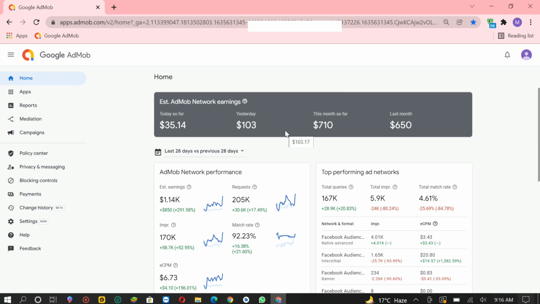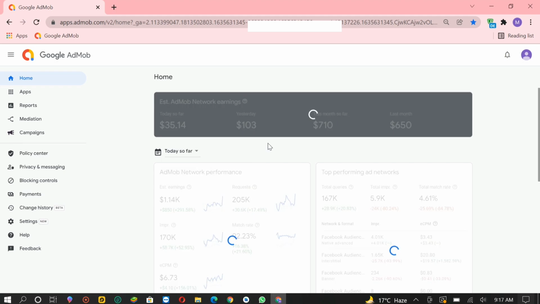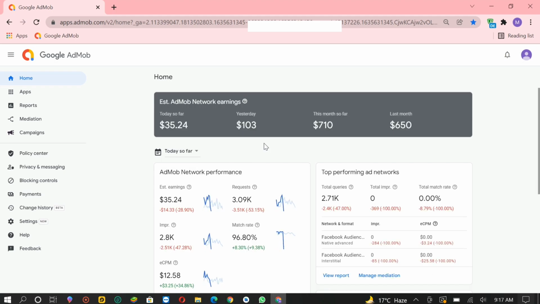If you have 1 million ad requests and there is an ad limit, it will not be beneficial for you. So keep reducing your ad requests and make them pure for you. As you have seen, it is one of my AdMob accounts. I can't share it because of some reasons.